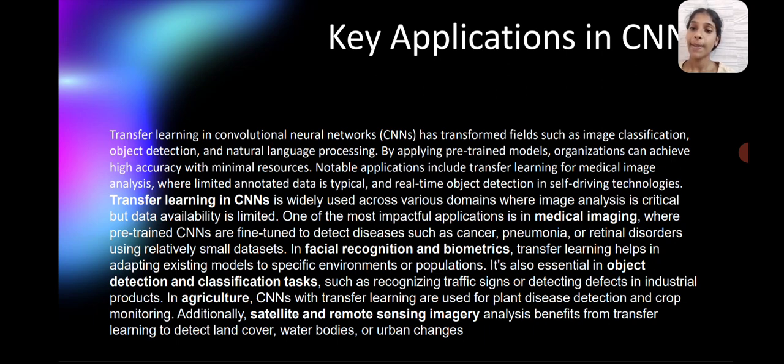relatively small datasets. In facial recognition and biometrics, transfer learning helps in adapting existing models to specific environments or populations. It's also essential in object detection and classification tasks such as recognizing traffic signs or detecting defects in industrial products. In agriculture, CNNs with transfer learning are used for plant disease detection and crop monitoring. Additionally, satellite and remote sensing imagery analysis benefits from transfer learning to detect land cover, water bodies, or urban changes.